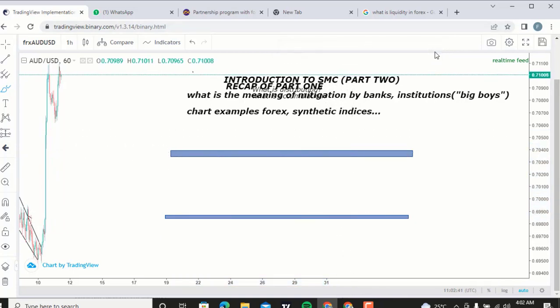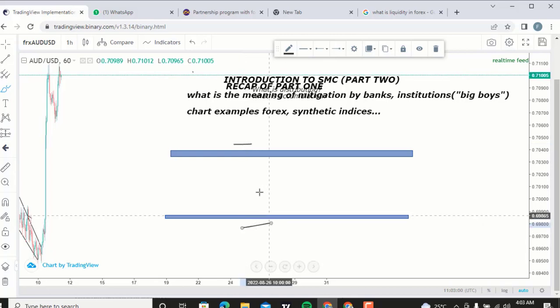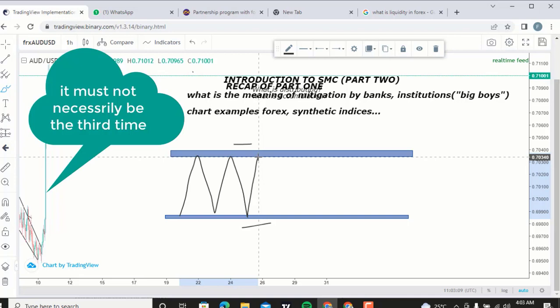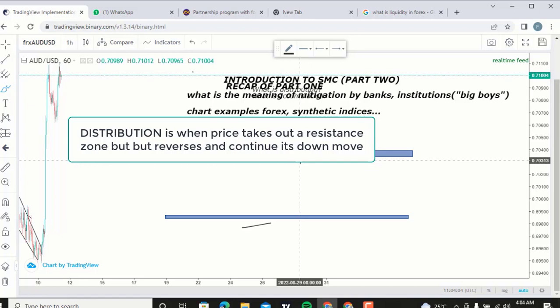Now, this falls under the concept of accumulation and distribution. If you find a resistance zone like this, with liquidity above, we equally have a demand zone here with liquidity below. If price moves and gets rejected once, twice, and then goes a third time, gets rejected and then closes above. Distribution is when price takes out the highs before still continuing in its normal pattern.